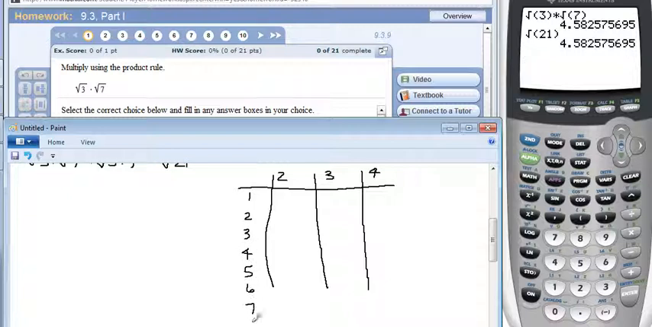5, 6, 7, 8, and so on. Okay, so I'm not going to do all of these, obviously. We could go on forever. But what I want you to do is list all my perfect squares. These are my squares.